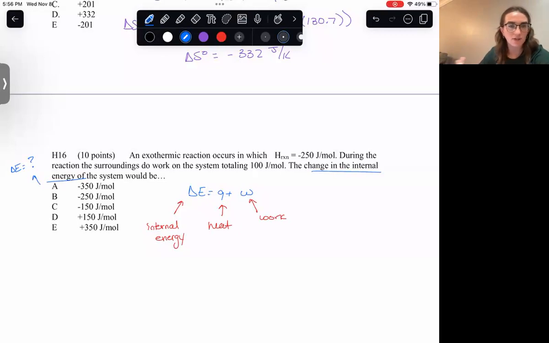Giovanni, it depends on how you're looking at the system and surroundings. I tend to work with Q plus W, and then you're looking at the system. So you're saying, okay, what is the system doing for Q, and what is the system doing for W? Yes. Yep. Exactly, Maya. Yep. And right, well, you might see this as we go through the question.